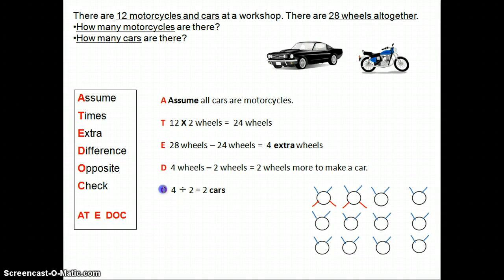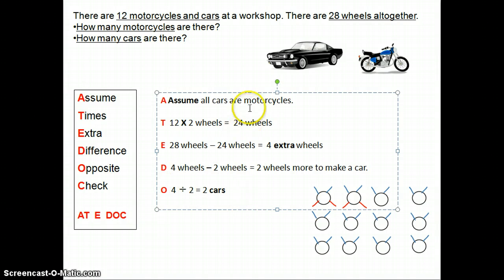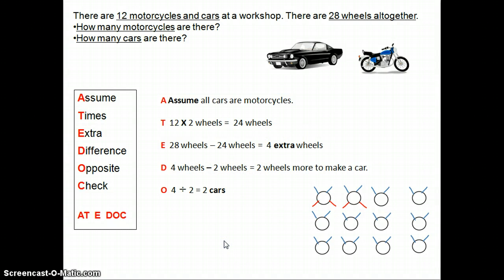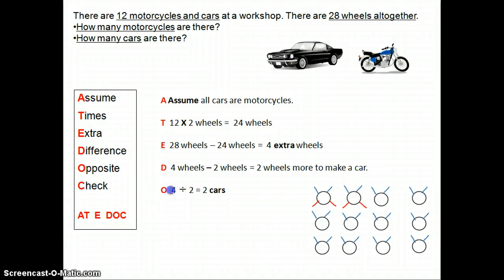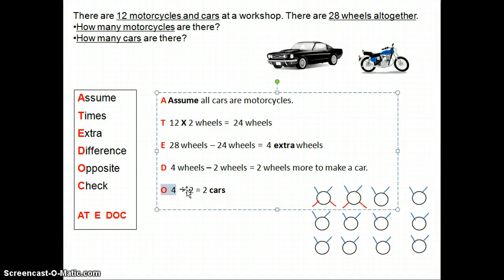This is represented by opposite. Why do I call it opposite? Because at first we assumed that all cars are motorcycles. But this calculation will allow you to find out the number of total cars. How do we get that? We knew that there were 4 extra wheels altogether. But in order to make a motorcycle into a car, we need 2 more wheels. So we take the total number of extra wheels, which is 4, and we divide it by the 2 extra wheels that we need to make each car.